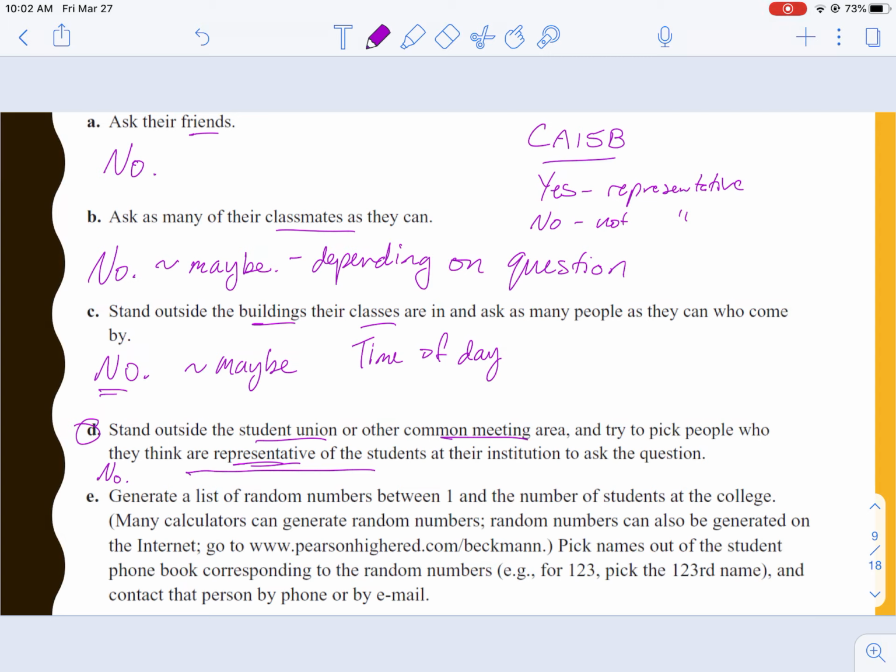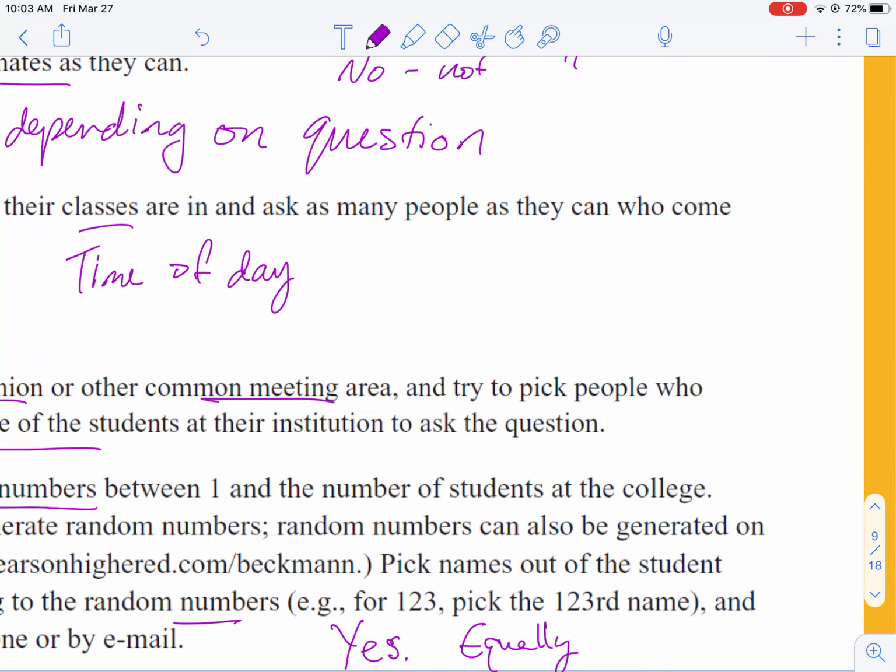And the last one here, generate a list of random numbers between 1 and the number of students at the college. Pick names out of the student phone book corresponding to the random numbers and contact that person. This is probably going to be more representative because everyone in the college has an equally likely chance of being chosen.